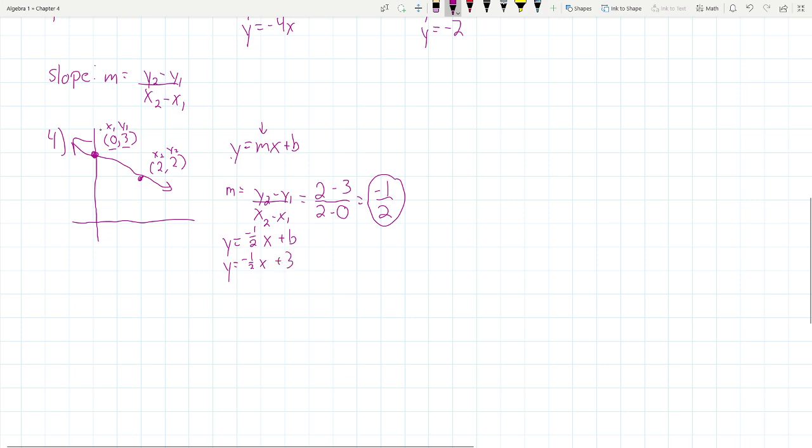And in case you missed that, it's up here on this graph where it has this x1. Our x1 was 0, and so our y1 was 3. That's where we got that 3 from.